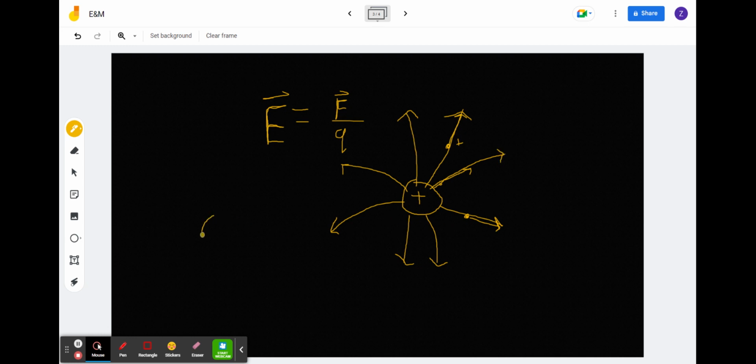Now, for a negatively charged particle, the field lines are actually going to point into the particle, because a positively charged particle is going to want to be attracted to this negatively charged particle.